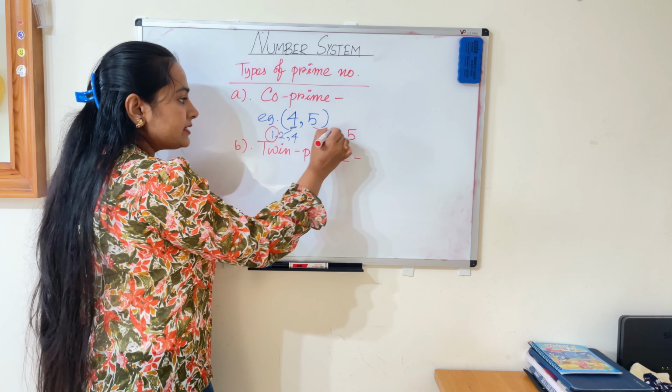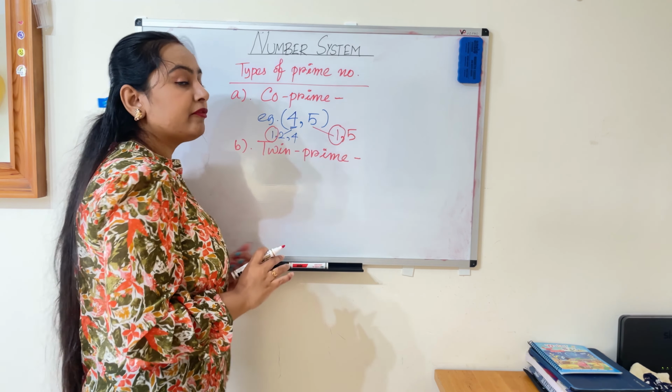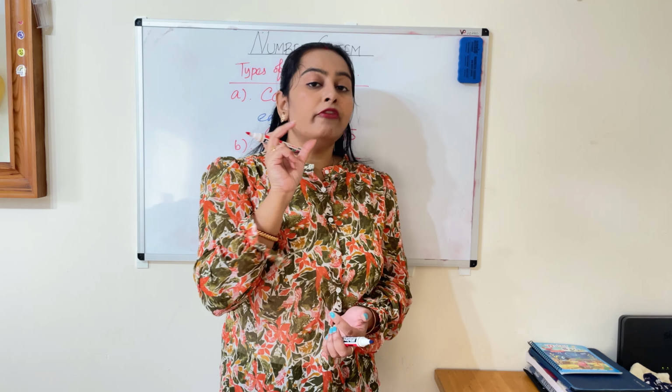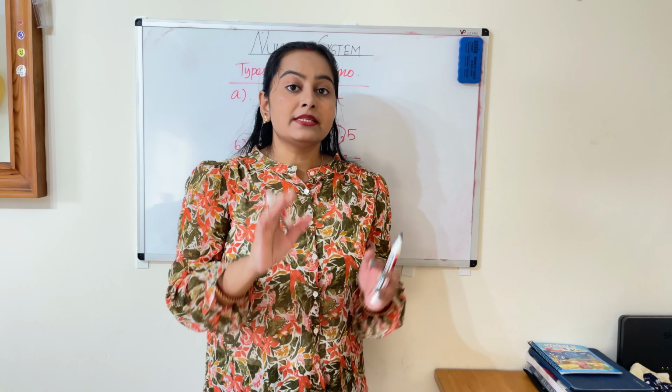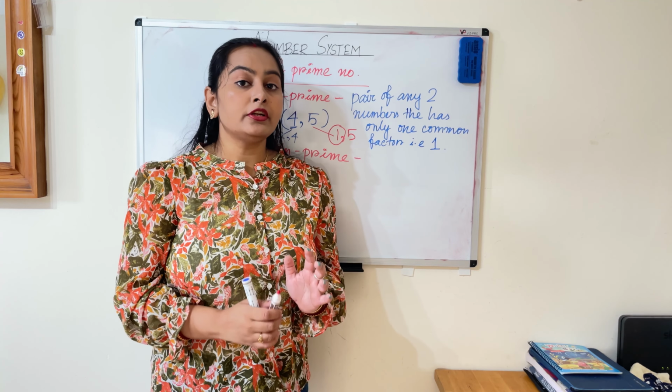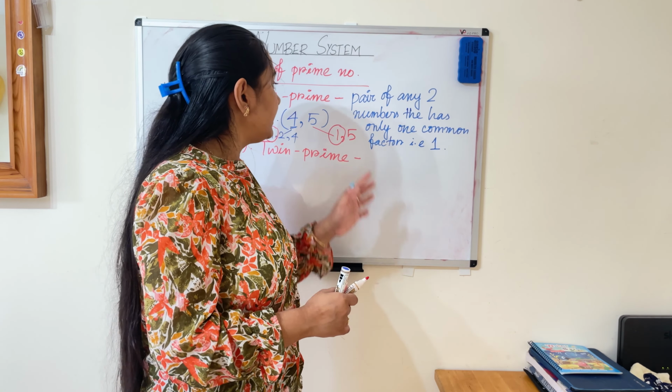Except 1, there is no common factor between them. So this set of numbers is considered as co-prime numbers. I hope all of you are understanding. So I have written the definition of co-prime number. What have I written there?